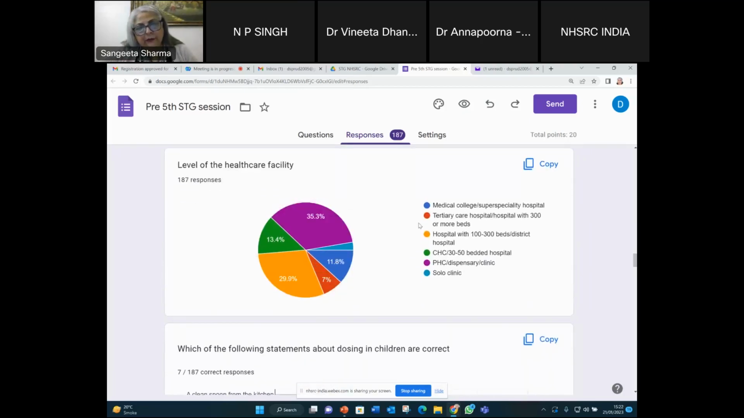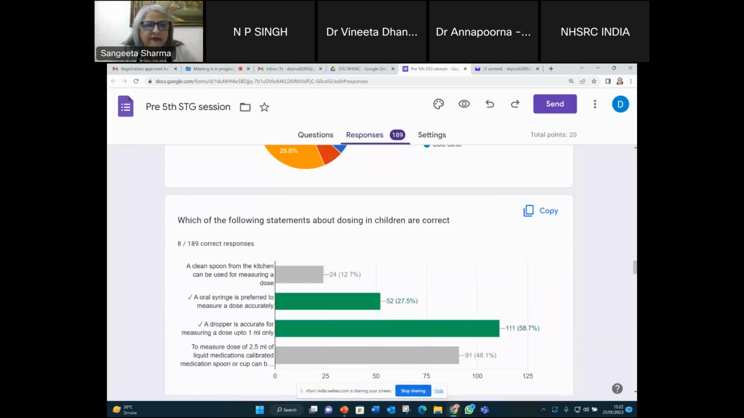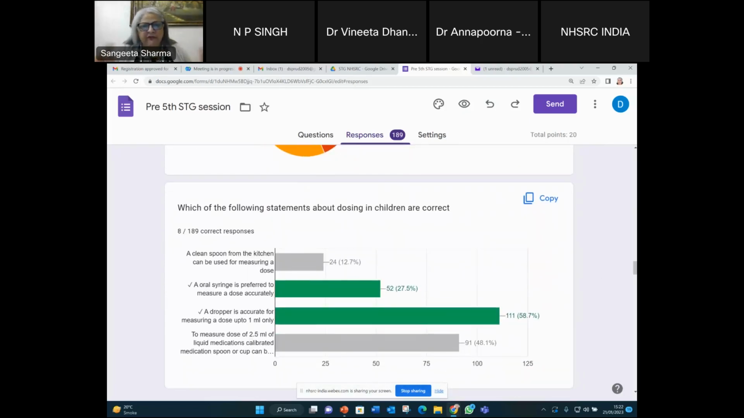And the participants are from different levels of healthcare. We have people from medical college, as well as people from the district level hospital and CHC, and a good number of people from the PHC, dispensary or the clinic level. So I think we have a good mix of people here from different levels of healthcare.